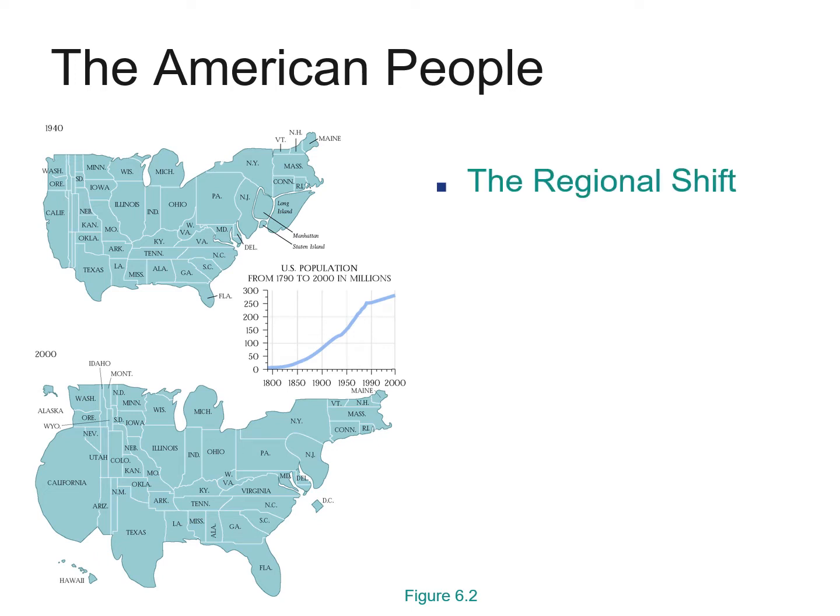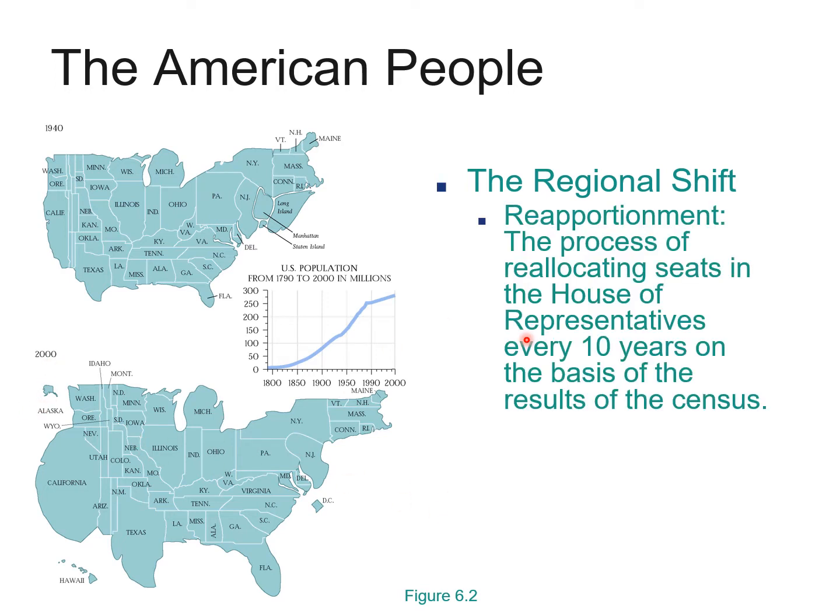And the American people have seen a regional shift from 1940, with the majority of the population being on the eastern coast, to in 2000 a regional shift which reallocates seats in the House of Representatives every 10 years on the basis of the results of the census, because we can see so many people were moving out towards the western coast, as in California and Texas. And the redistricting is done by state legislators.